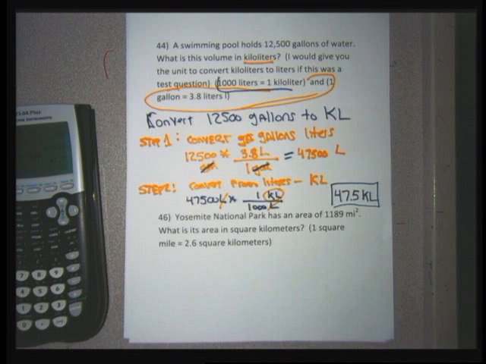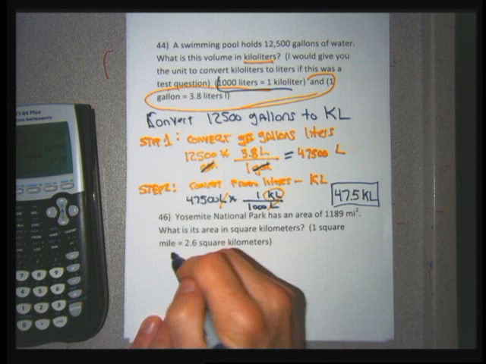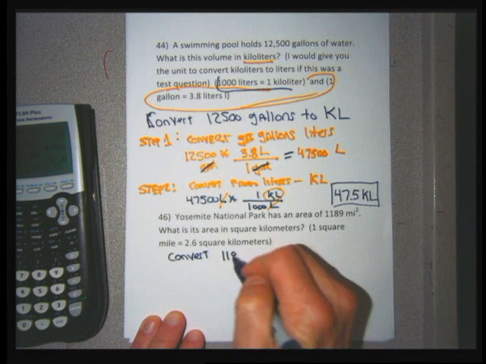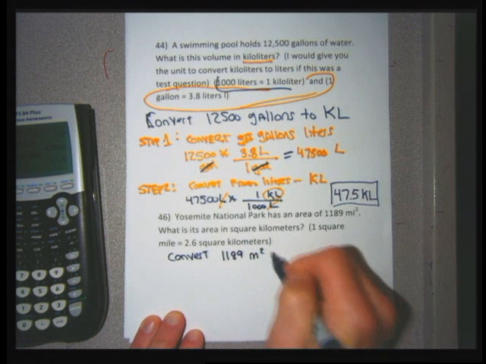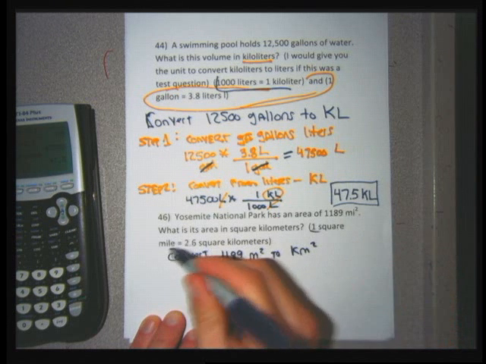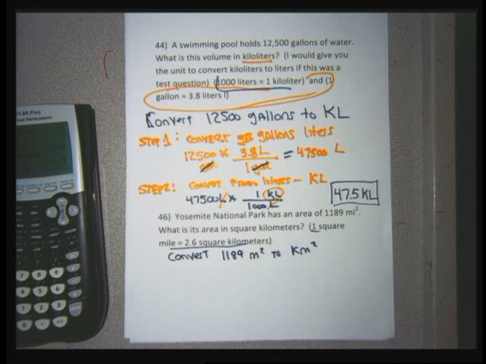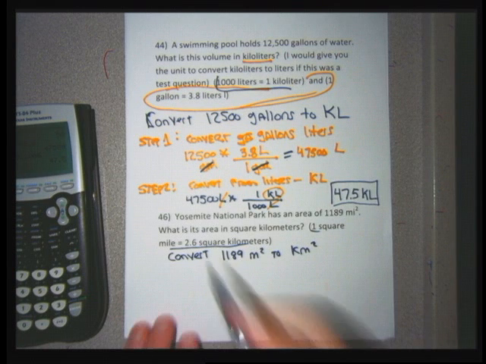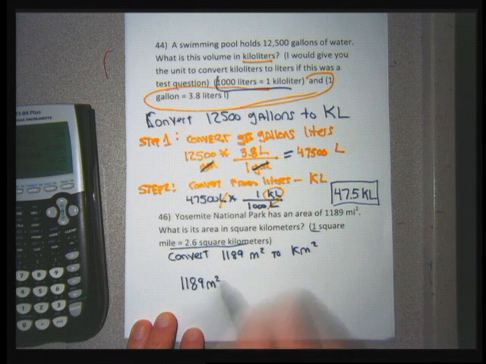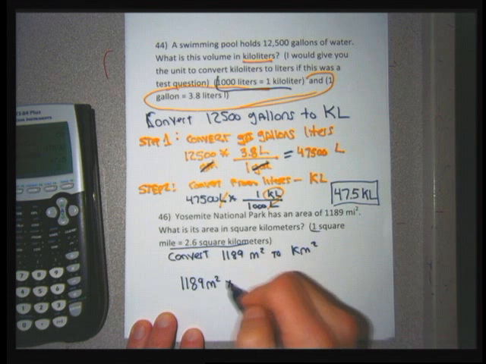So problem 46 talks about the area of Yosemite in square miles, and it wants me to convert from square miles to square kilometers. Basically, this problem wants me to convert 1,189 square miles to kilometers squared. Fortunately, the author gave me a relationship between square miles and square kilometers, so I can do this in one step. I'm going to take the 1,189 square miles, using m squared to mean square miles, and multiply it by a fraction.